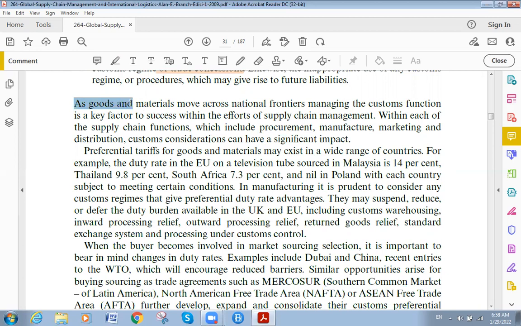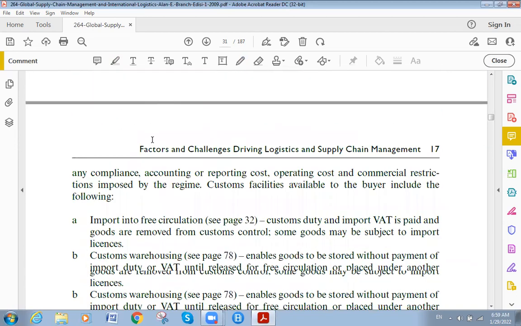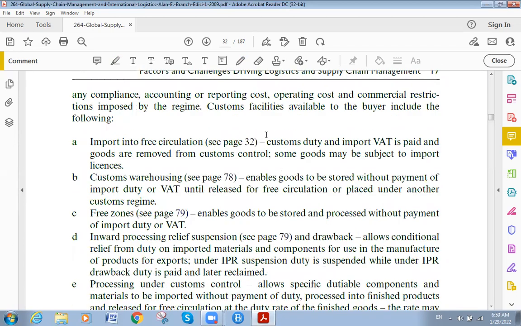So we have to know that as goods and material move across national frontiers, managing the customs function is a key factor to success in the efforts of supply chain management. We also have to talk about some main points here. Customs facilities available to the buyer include the following.